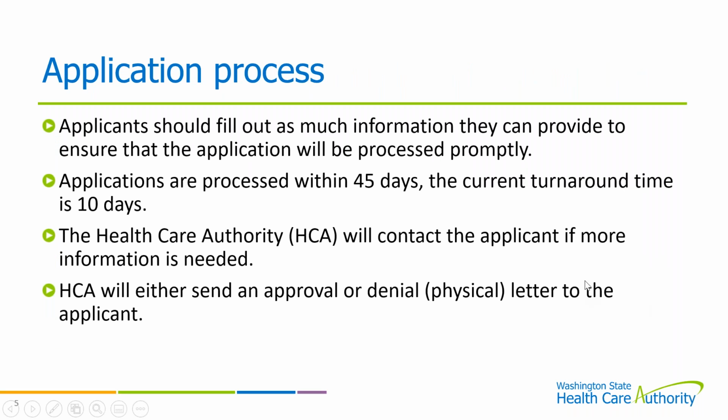So just to briefly go over the application process, the applicant should fill out as much information as they can provide to ensure that the application will be processed promptly. Applications are processed within 45 days. However, the current turnaround time is 10 days. The Health Care Authority will contact the applicant if more information is needed, and HCA will either send an approval or denial, a physical letter, to the applicant.